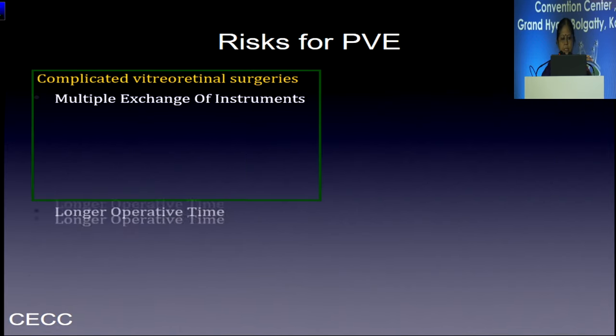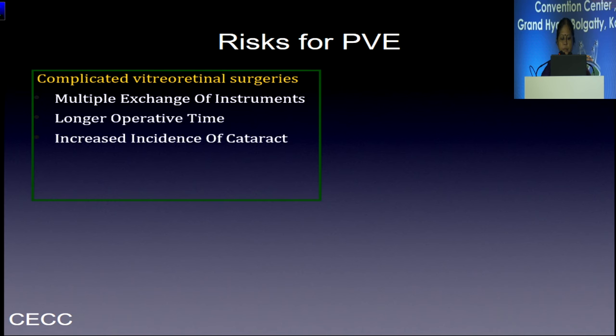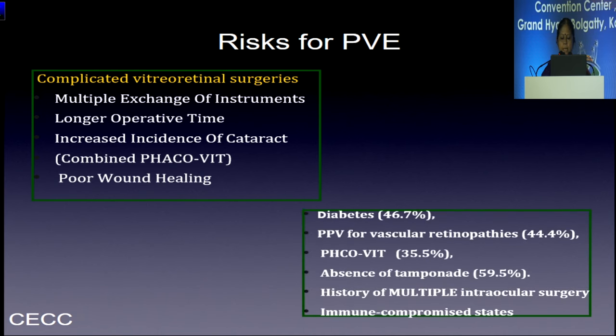The risk factors are complicated VR procedures, multiple instrument exchanges, longer operating times, a combined procedure, poor wound healing in diabetic patients, when vitrectomy is performed for avascular retinopathy, a phacovitrectomy, and interestingly, the absence of silicone oil tamponade or a gas tamponade is a risk factor for development of post-vitrectomy endophthalmitis.